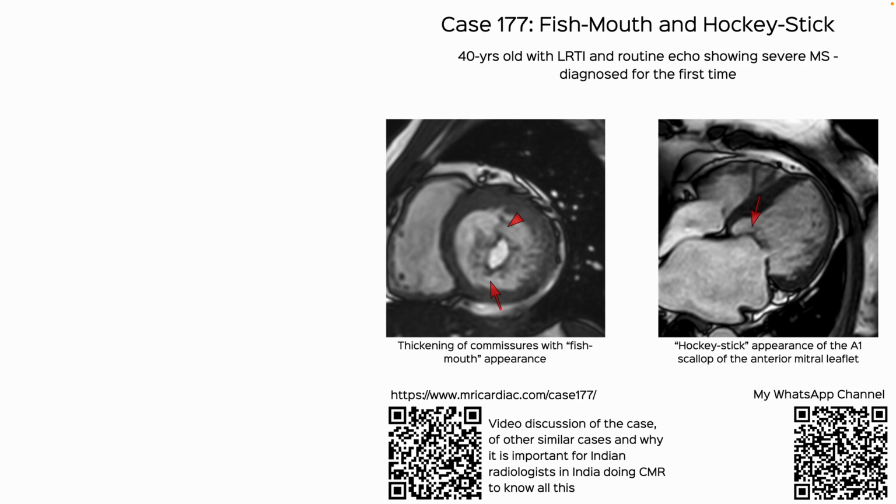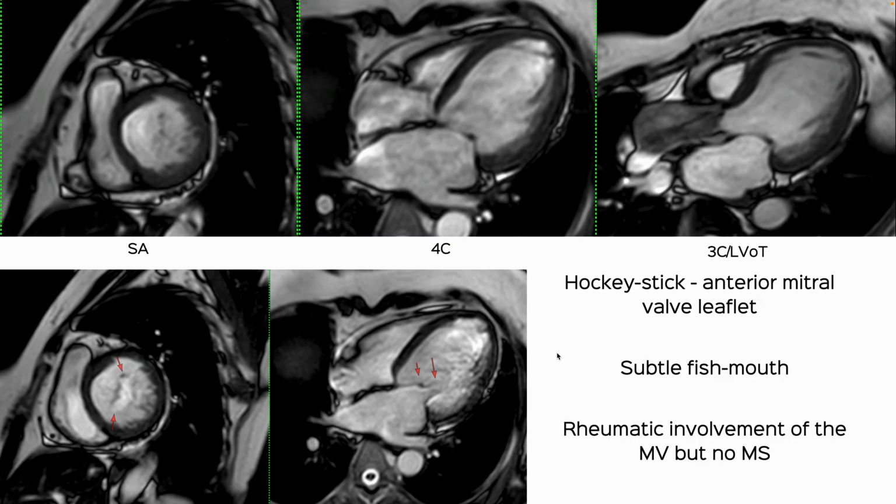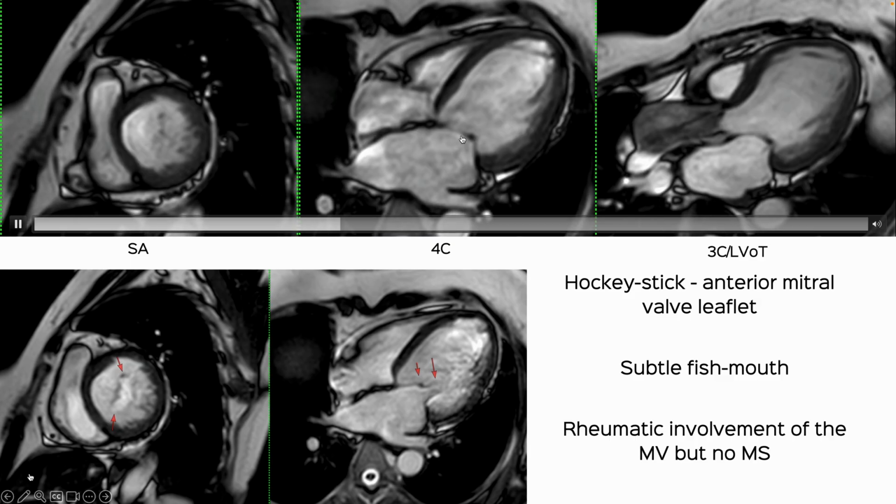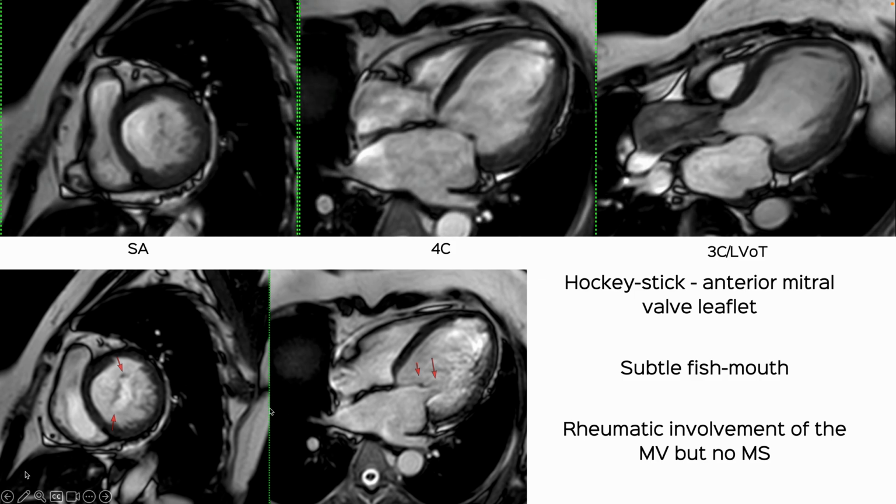Now, last week or last month, I talked about fish mouth and hockey stick and how, as MR radiologists in India, we must know how to diagnose rheumatic mitral valve involvement. And I had these two signs, hockey stick and fish mouth appearance on the short axis. Now, when we look at this case again carefully, you find that the anterior mitral valve leaflet is abnormal and actually does show a hockey stick appearance with a mild fish mouth.